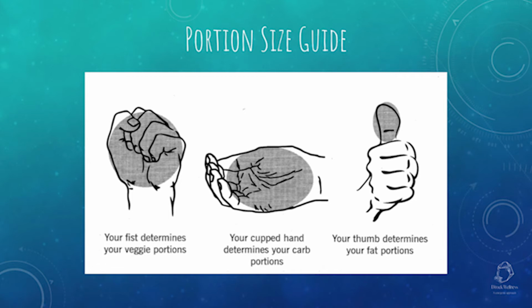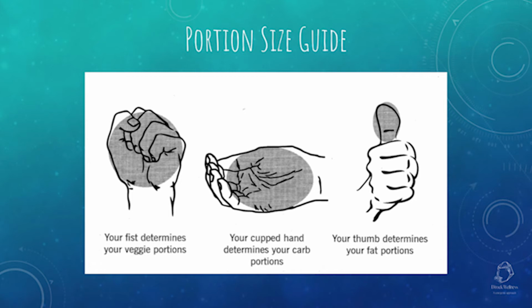Heck, make the plate smaller. Make the cup smaller. Don't allow old and unhealthy mental conditioning take over logic and reasoning. We need to use our hands as our portion size guides. This rule of thumb goes for kids as well. Use the size of their hands to determine their portion sizes.